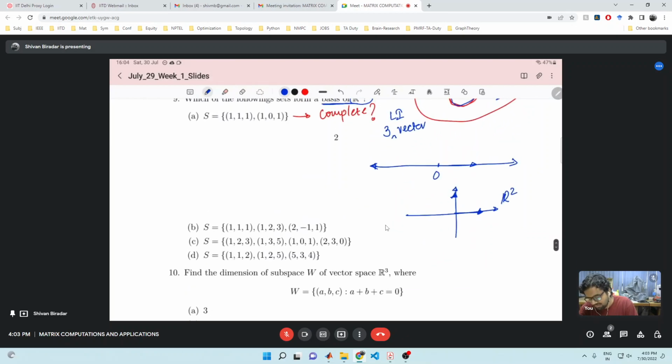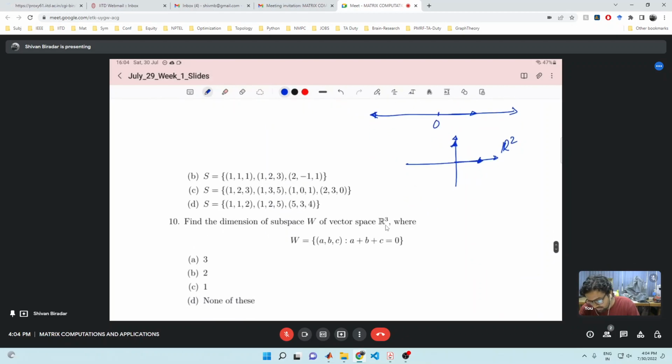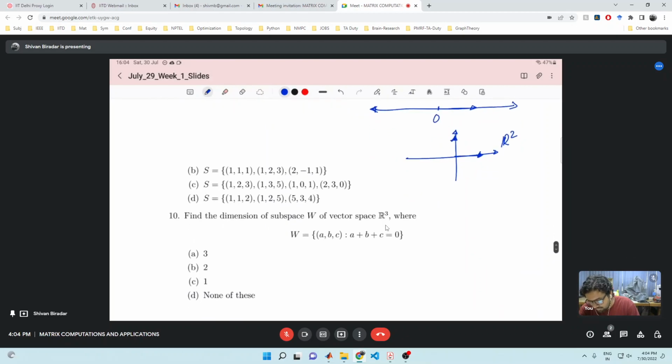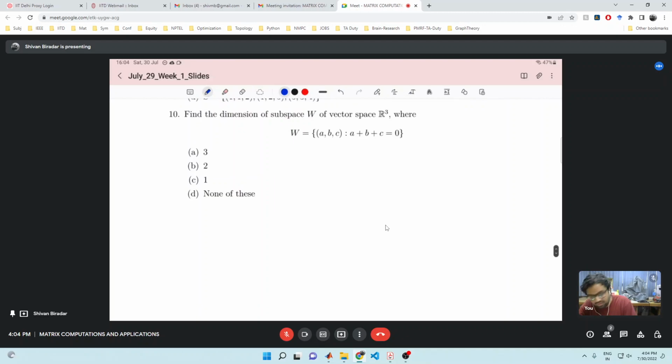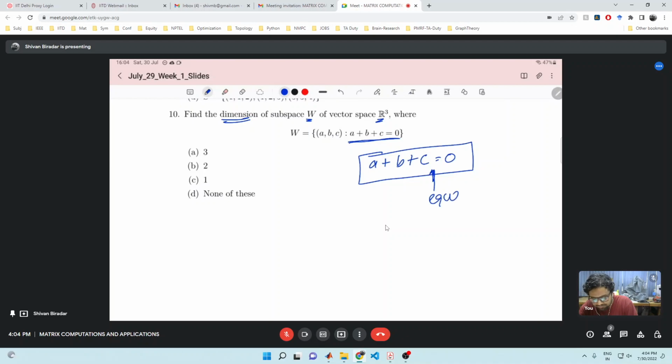Similarly, check the others to see whether they are a basis or not. Find the dimension of the subspace W of vector space R3. So carefully look at this: a plus b plus c is equal to 0. So this is an equation of a plane in R3, three-dimensional space.